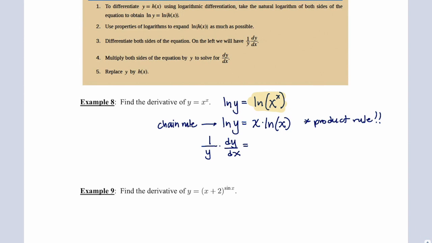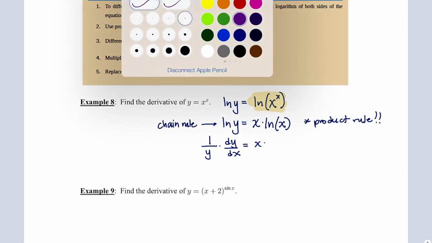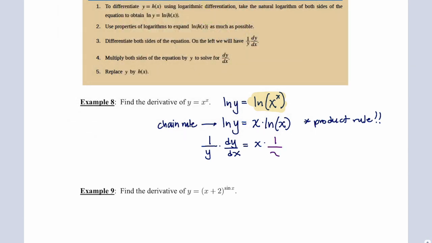And on the right side, like we said, we're going to use the product rule. So I'll have the first times the derivative of the second, which would be 1 over x, plus the second times the derivative of the first, which is just 1. And then I want to solve for dy dx, which is going to mean multiply by y on both sides. So I have x over x, which reduces to 1, plus natural log of x, times y.